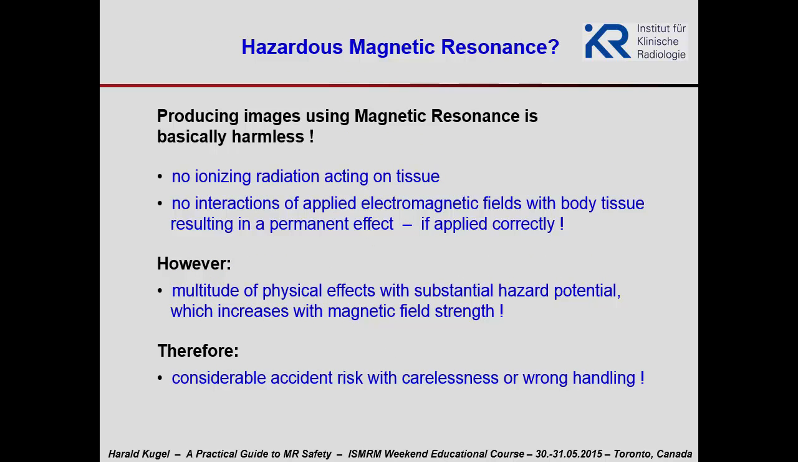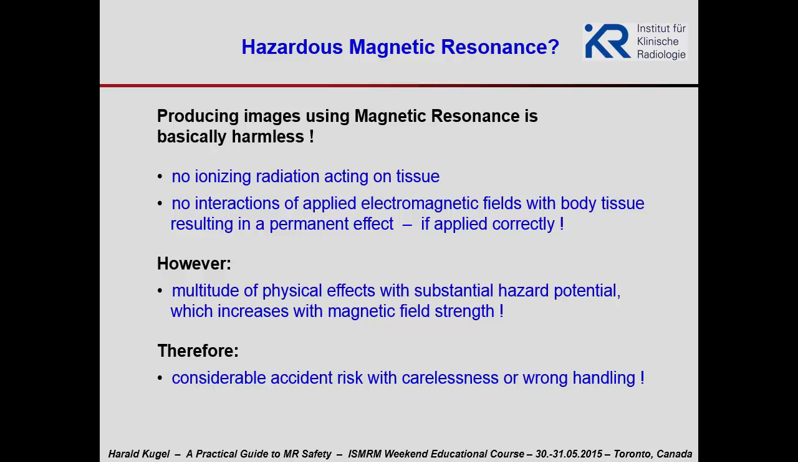First, the good news. Producing images using magnetic resonance is basically harmless because there is no ionizing radiation acting on tissue, and the electromagnetic fields we need for MR imaging have no interactions with body tissue which result in a permanent effect if they are applied correctly.